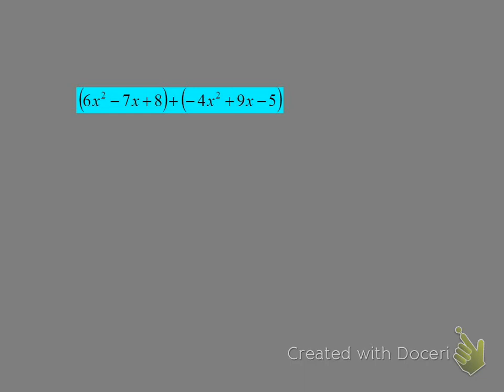All right. So you have 3 sets of like terms here. We got 6x squared along with negative 4x squared. We got negative 7x along with positive 9x. And we got 8 with negative 5. So you do each one. So 6 minus 4 gives you what? 2, and then the x squared comes along with. The negative 7x and the positive 9x gives you 2x. And the 8 minus 5 gives you 3. That's your answer.